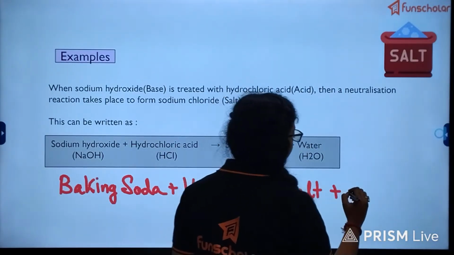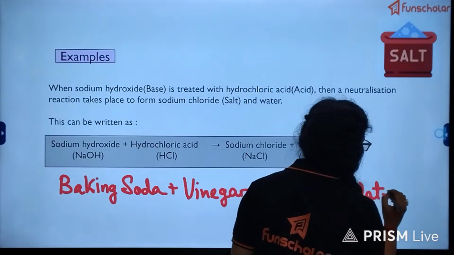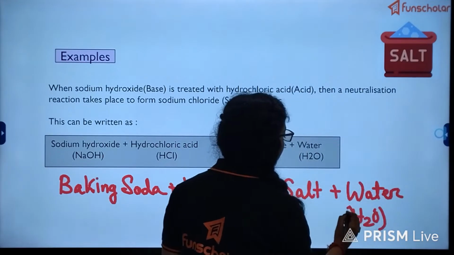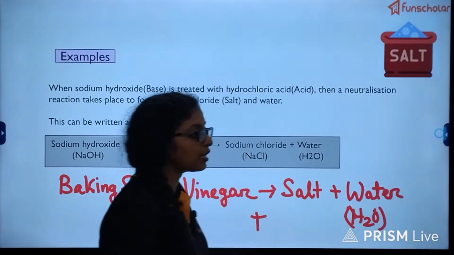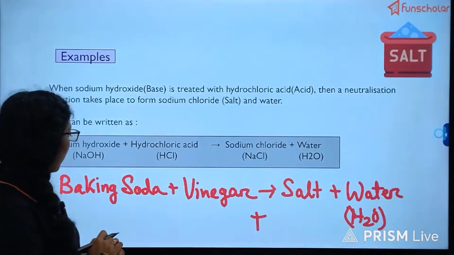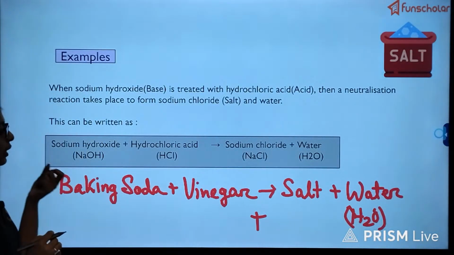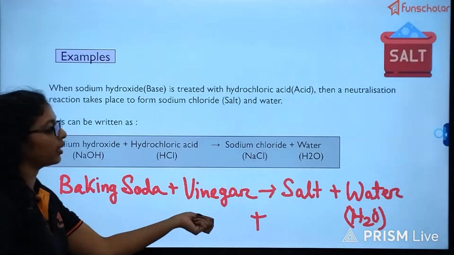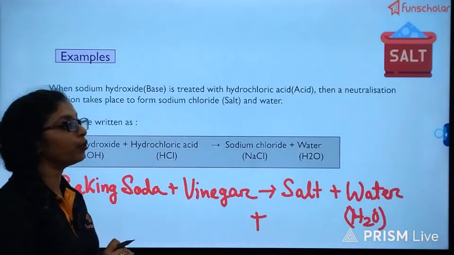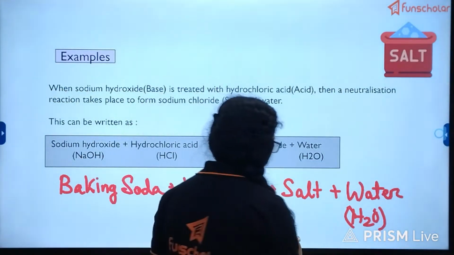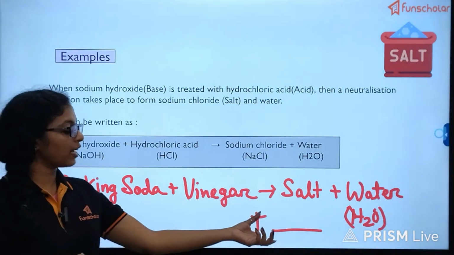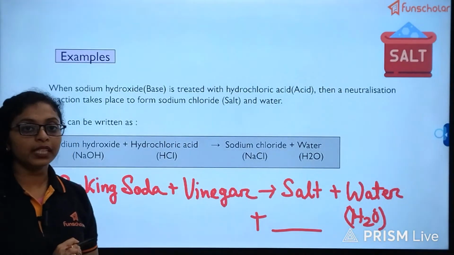And water, right, which is H2O. Other than this, there is one type of phase that you will notice from this experiment. If you ever try to mix some baking soda in vinegar, you will find the fizz coming out, right? So what do you think, which particular gas? I am giving you a clue that a particular gas will be generated from this reaction.